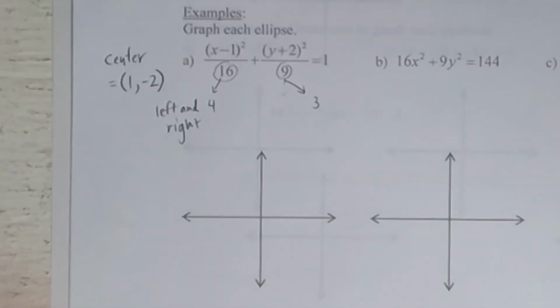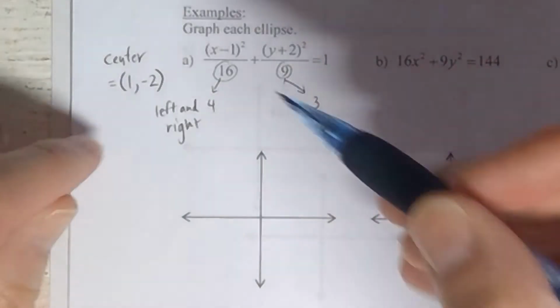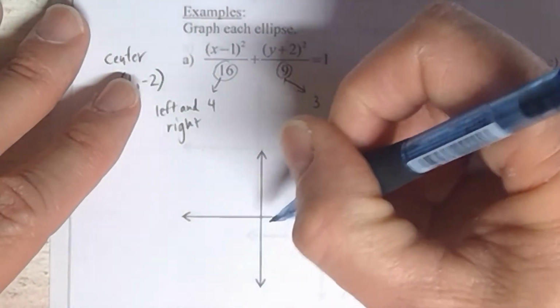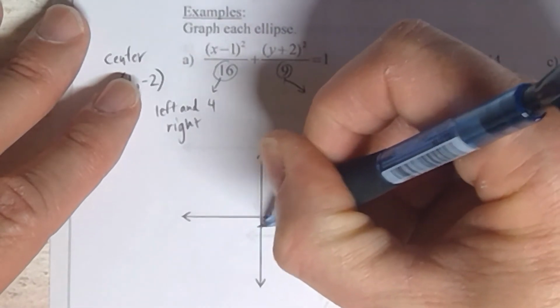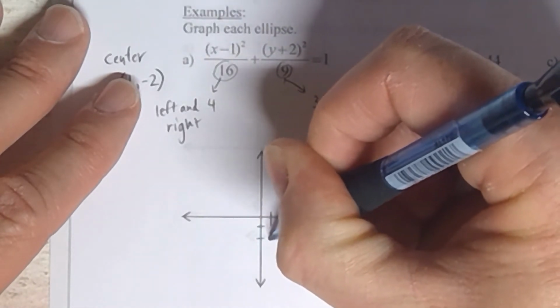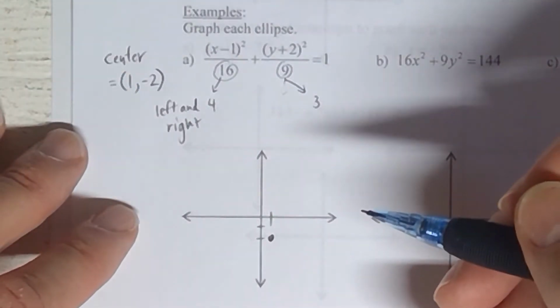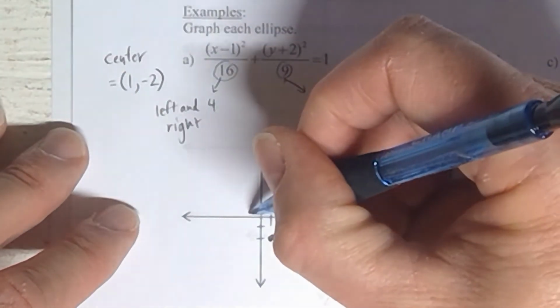You might be wondering, left and right from where? Okay, it's left and right from the center. Let me go and graph that now so you can see it better. So here's the center right here. I'm not going to change the scale on this one. It'll just be the standard marks here. And then left and right 4 means this.